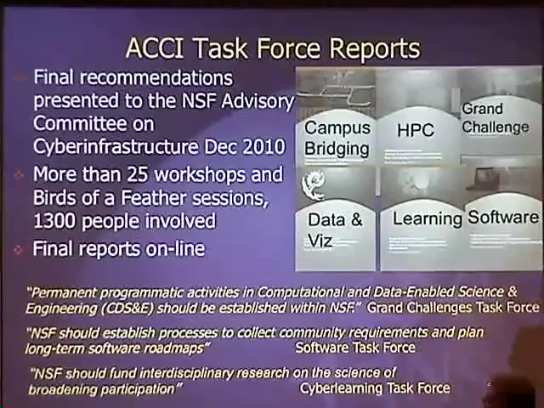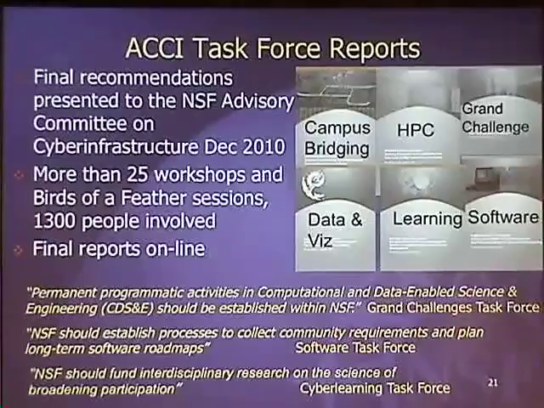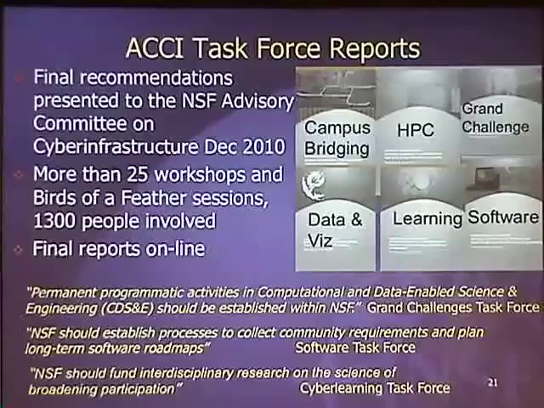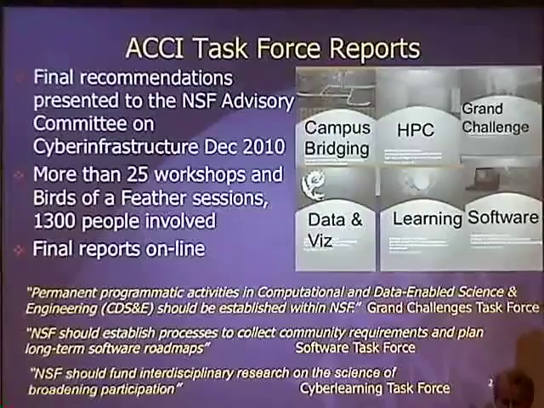And I would say perhaps the top recommendation is that we must have permanent programmatic activities in computational and data-enabled science at NSF. And so I'm still working very hard to establish that in a way that really makes sense across the different disciplines. And so as Linda likes to say, it's an interdisciplinary discipline. And that means at NSF, you have to find the right way to get the physics division to work with the chemistry division, to work with the computer science director, to work with the Office of Cyber Infrastructure, and so on. And that's as hard there as it is on a university campus.